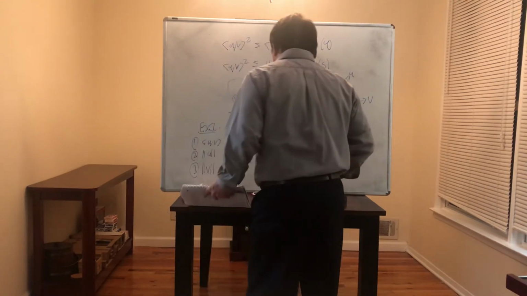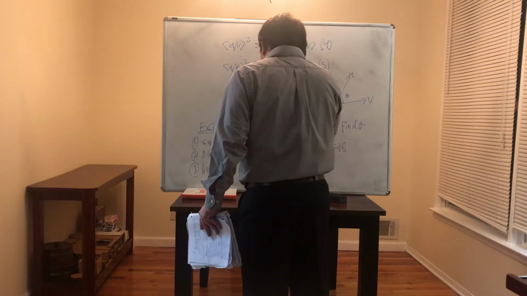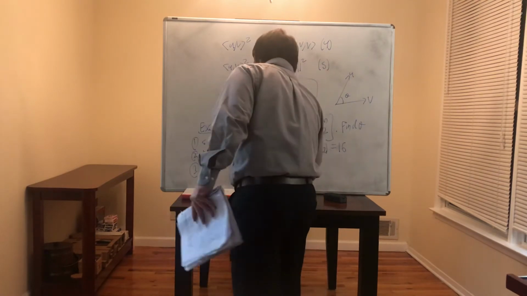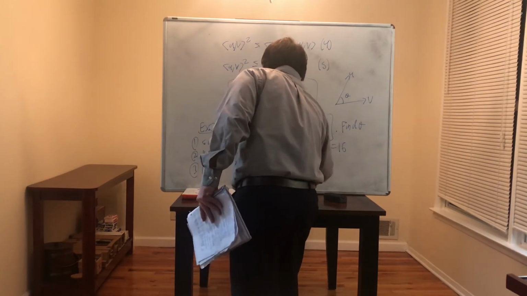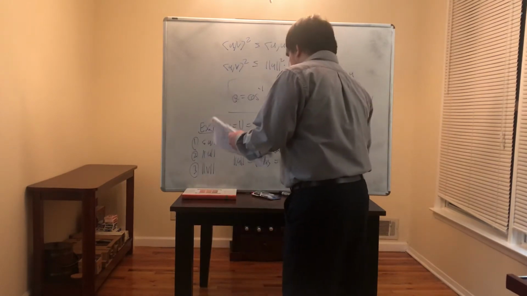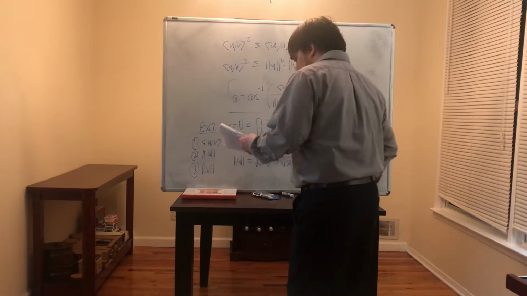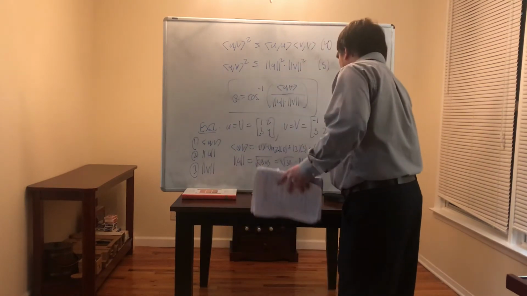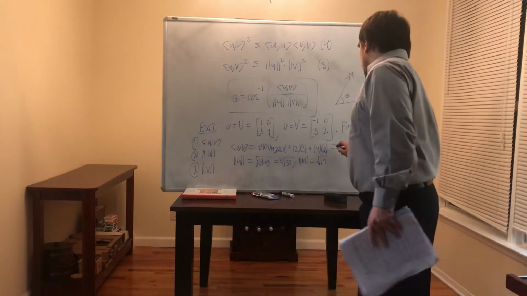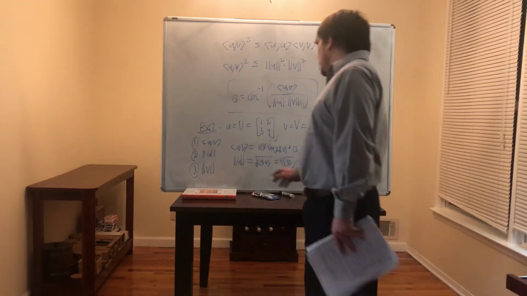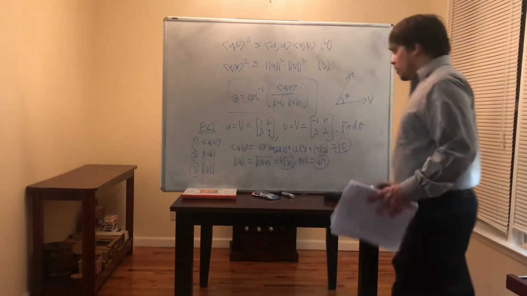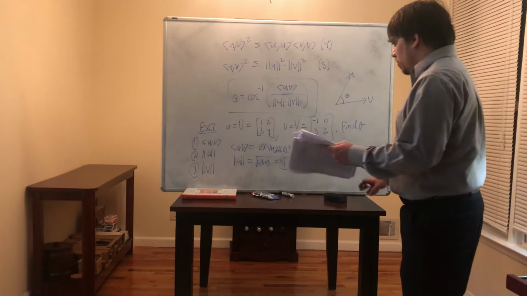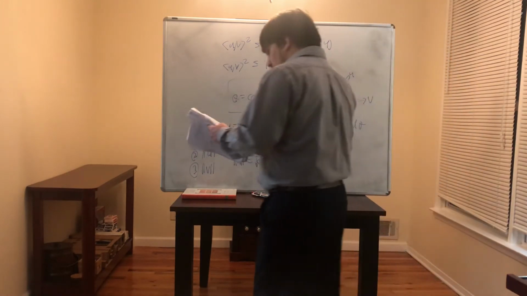So then the norm of u is just the square root of the inner product of u with itself. And when you calculate that, you get the square root of 30. Okay, and when you calculate the norm of v, you get the square root of 14. So the inner product between u and v is 16, the norm of u is the square root of 30, and the norm of v is the square root of 14. So you get those three numbers.